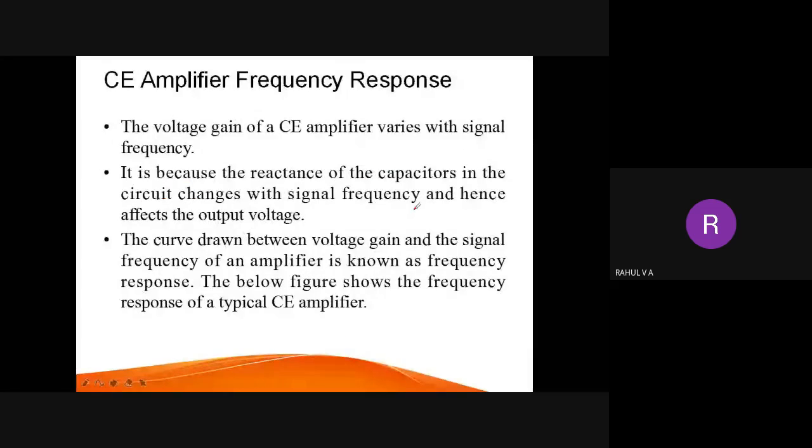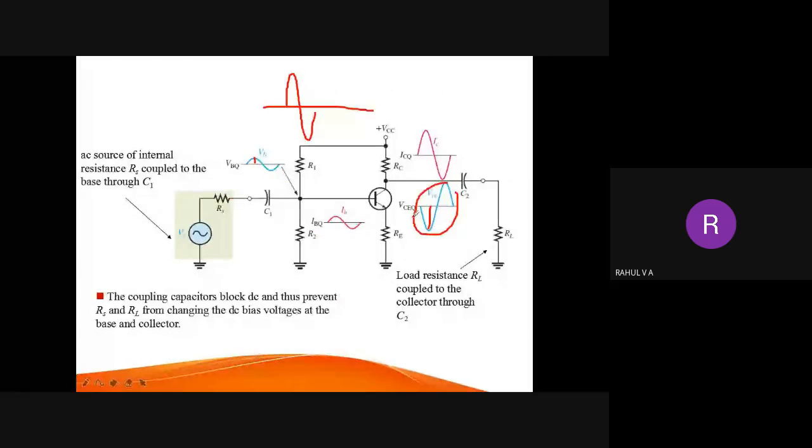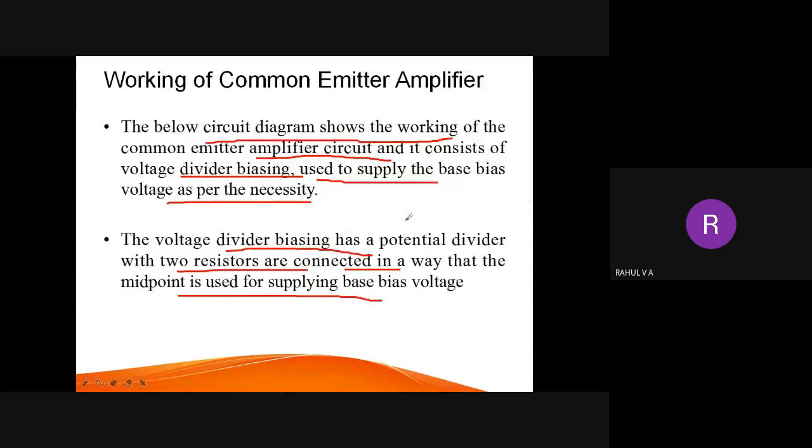So whenever someone asks the question, explain common emitter amplifier, first you define what is an amplifier. An amplifier will increase the strength of a weak signal in terms of voltage, current, and power. That should be the first. The process of increasing the strength is known as amplification.